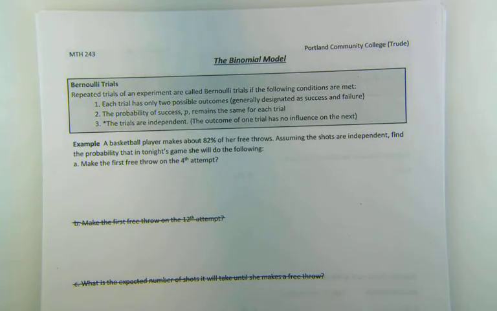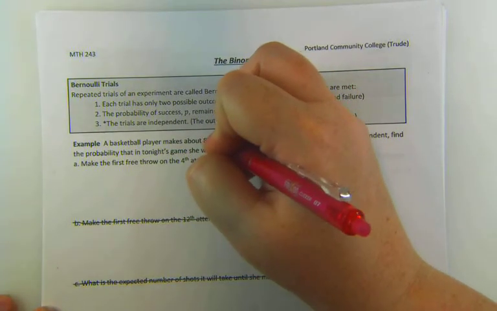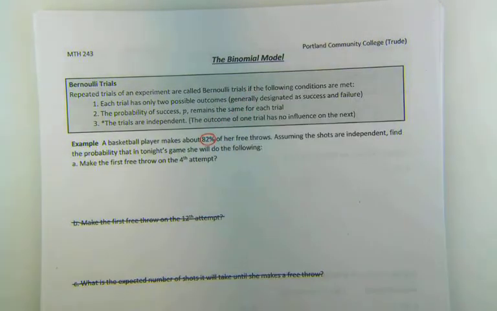So we have a basketball player, and we're going to assume the shots are independent. We'll talk about what that means, and we want to find the probability that in tonight's game she makes the first free throw on the fourth attempt. So some pieces that are coming through here. They give us this 82%, which is her probability of making the free throw.